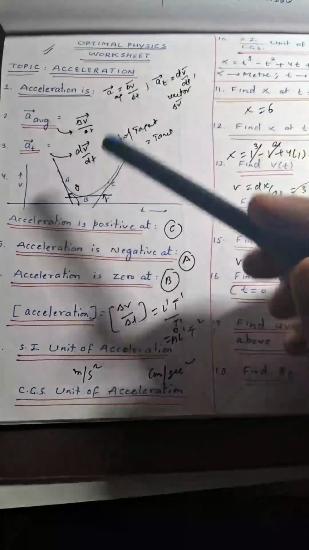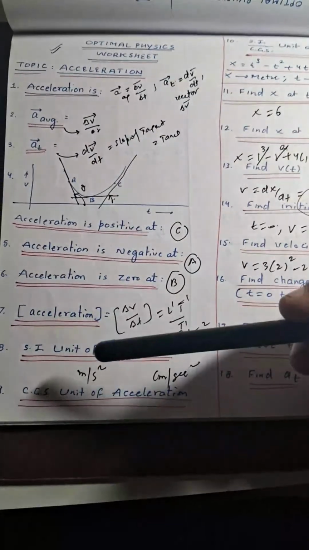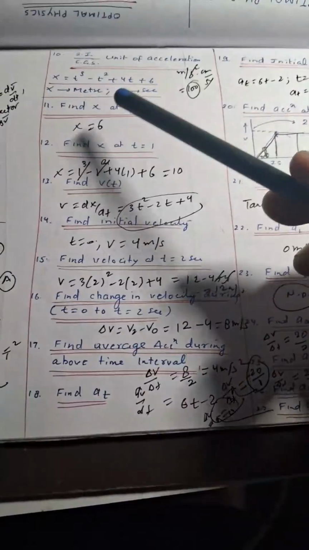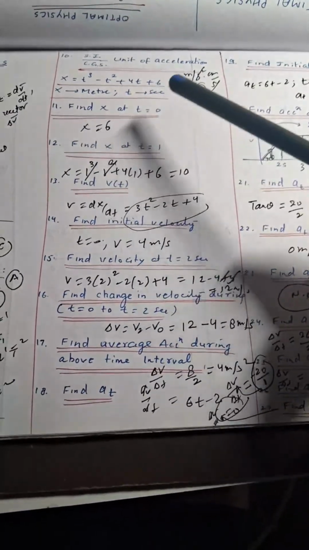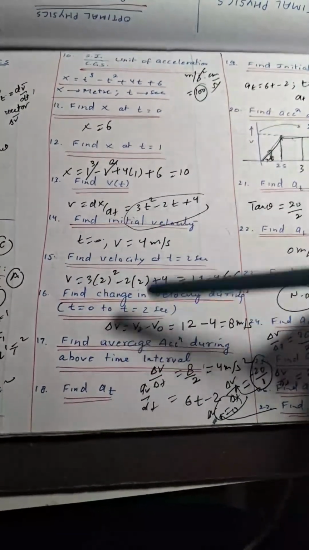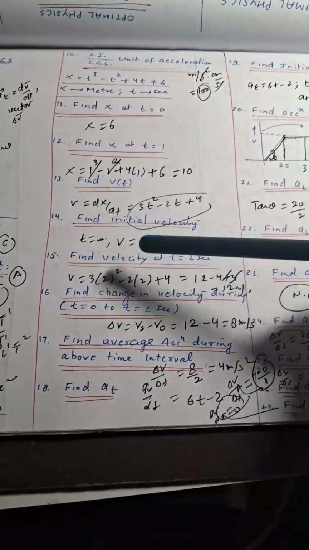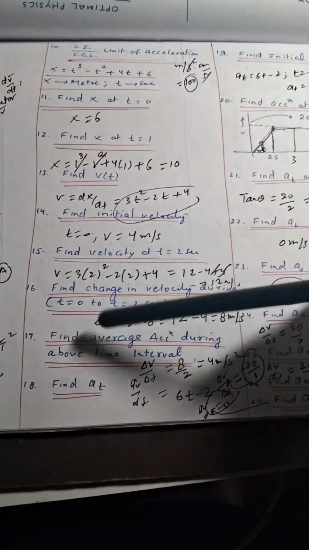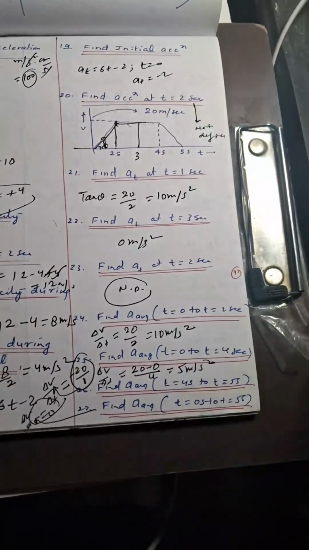Then we have another worksheet on acceleration, various questions related to acceleration. So here is a numerical problem where position x varies as a function of time. So calculation of various terms like x calculation, velocity calculation, initial velocity, velocity at t equal to 2, change in velocity, average acceleration, instantaneous acceleration, and graphical based questions on them.